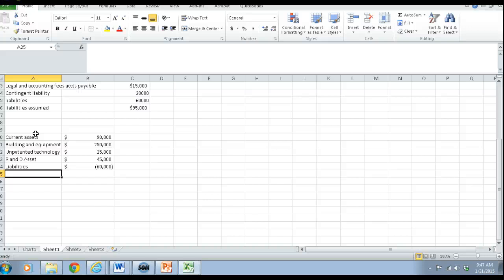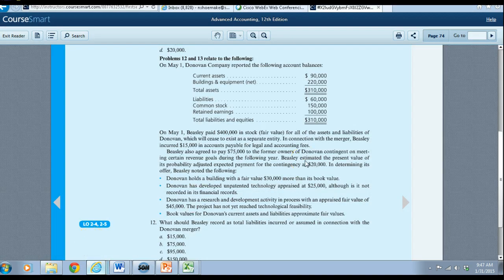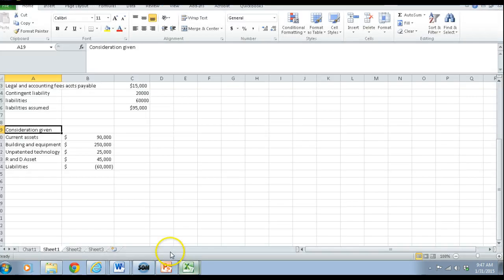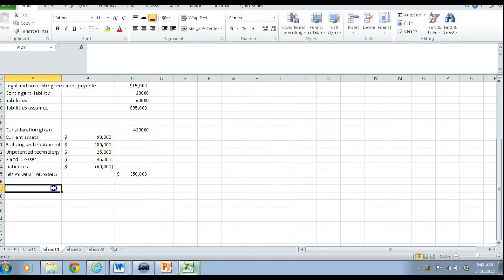Okay? So, yep. And the consideration given in this was 400. No, you're right. It is this 400 plus this contingent 20. So we're really giving 420. And if we take into account the fair value of all the net assets here, 350, we know the difference has to be goodwill. You know what I'm saying?